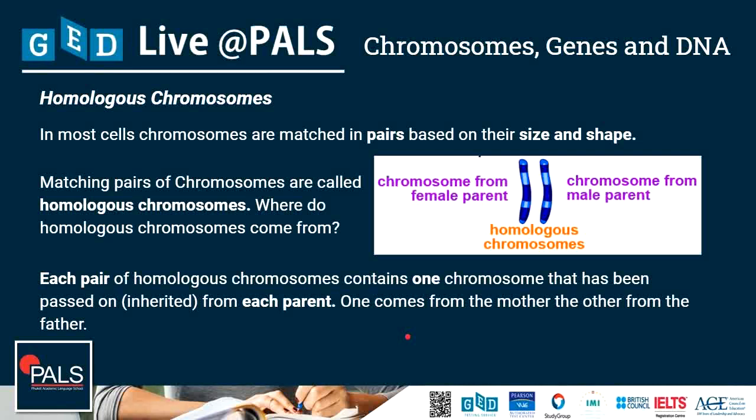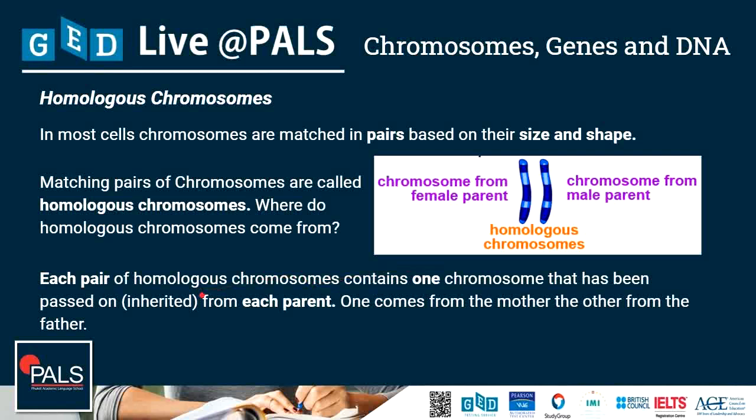Homologous chromosomes. In most cells, chromosomes are matched in pairs based on their size and shape. Matching pairs of chromosomes are called homologous chromosomes. Homo means same, logos structure, so homologous chromosomes means we have two chromosomes with the same structure. Where do these homologous chromosomes come from? One of them comes from our mother, the female parent, and the other comes from our father, our male parent.